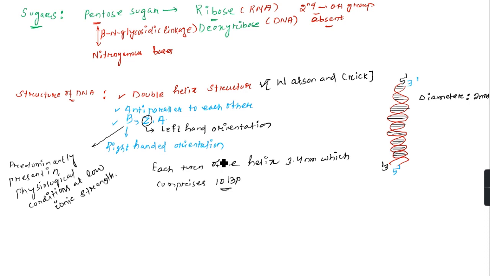Then there is formation of bonds between A and T, and G and C. Adenine forms bonds with thymine, guanine forms bonds with cytosine. An important point to note is that A and T have two hydrogen bonds, whereas G and C have three hydrogen bonds.